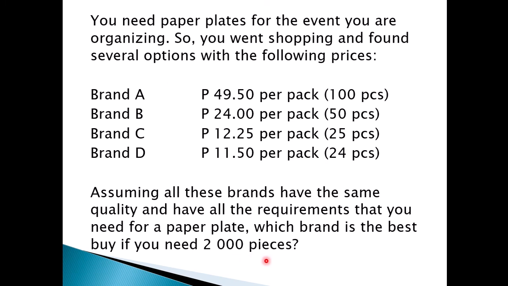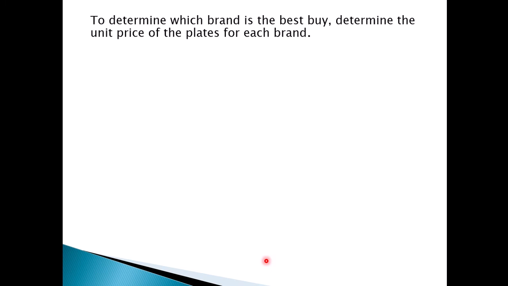So the question goes like this. You need to choose the best brand where you need 2,000 pieces. So how are we going to decide that? From brand A to brand C to brand B to brand D. Okay, simple as following the steps. We need to determine which brand is the best buy or determine the unit price of the plates for each brand. In doing that, for brand A, we divide the cost over the pieces.